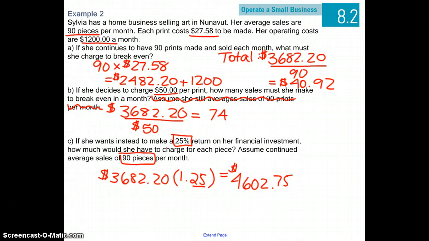So now that we know how much she needs to actually reel in, we divide that by 90 to figure out how much she needs to charge per painting. So when you divide it by 90, you get $51.15 per painting.